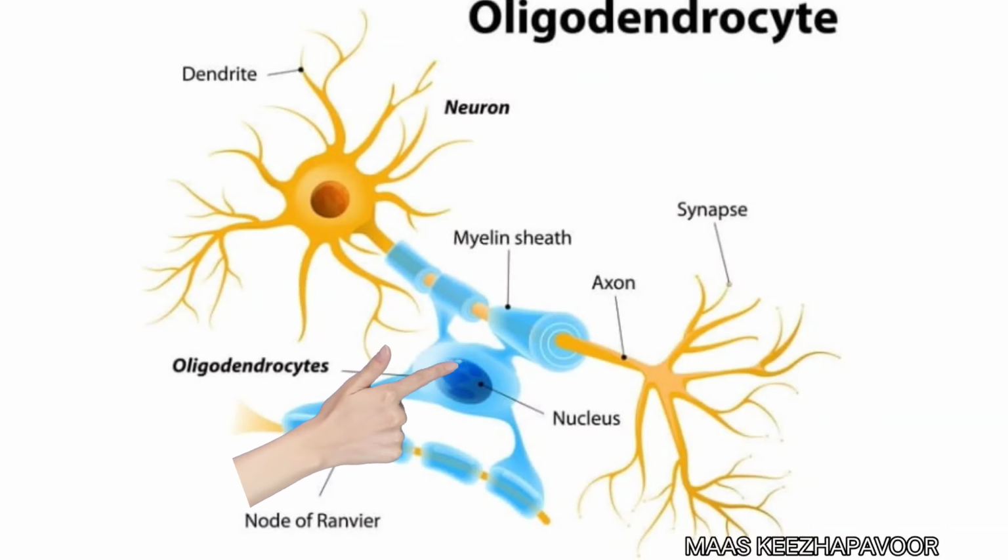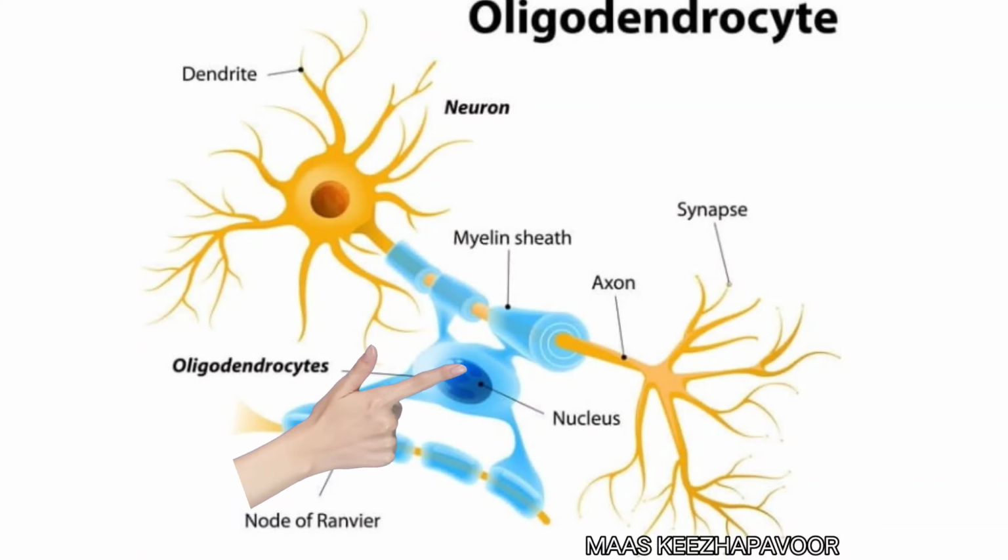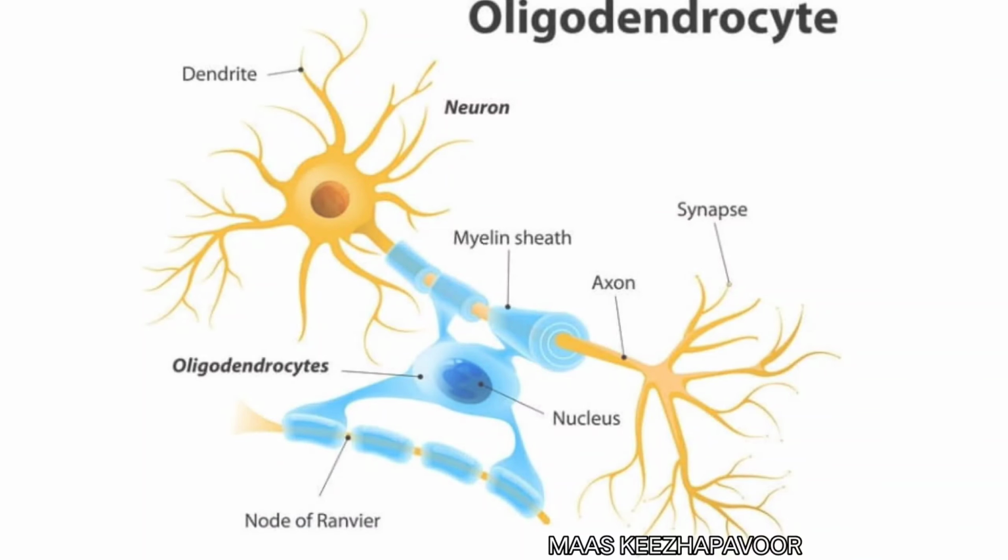The oligodendrocytes are rounded or pear-shaped bodies with few processes. Oligo means scanty. An oligodendrocyte may enclose several axons. The oligodendrocytes produce myelin sheaths to nerve fibers that are present in the central nervous system.